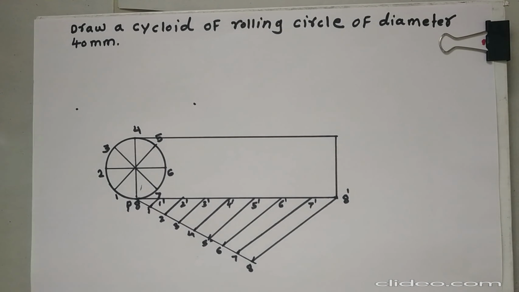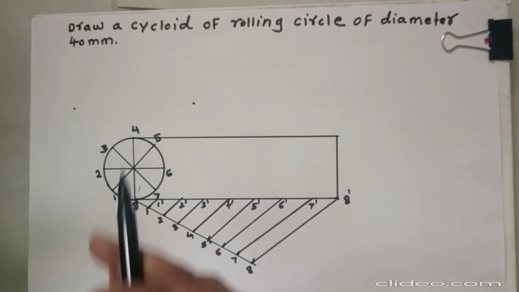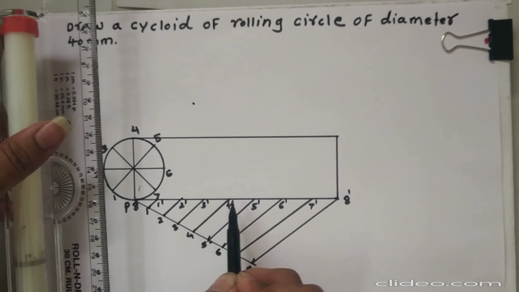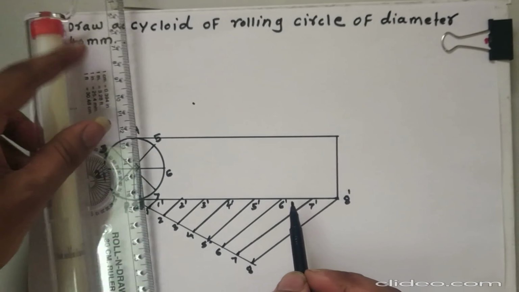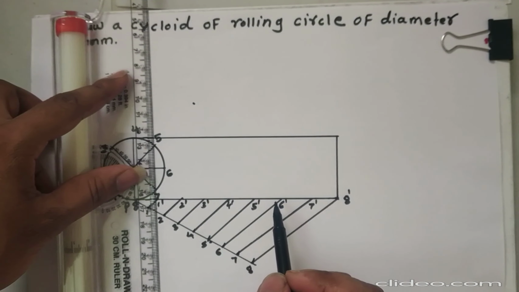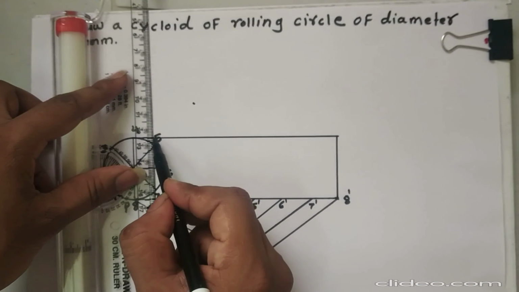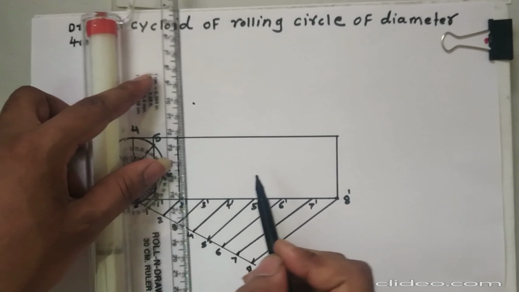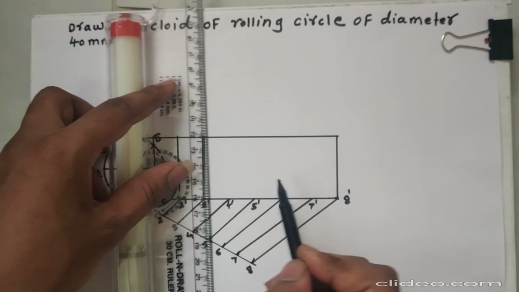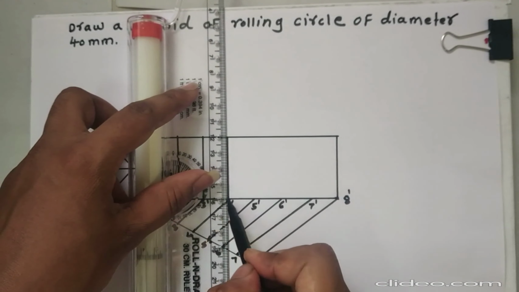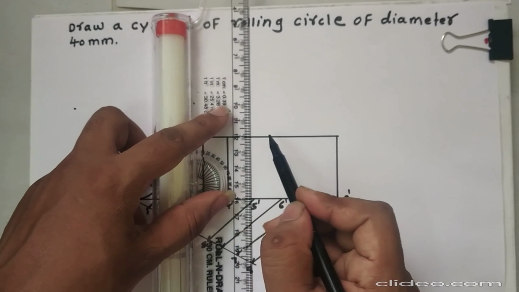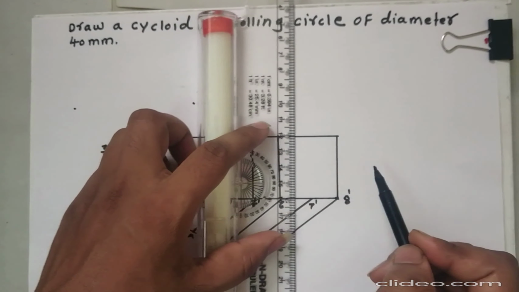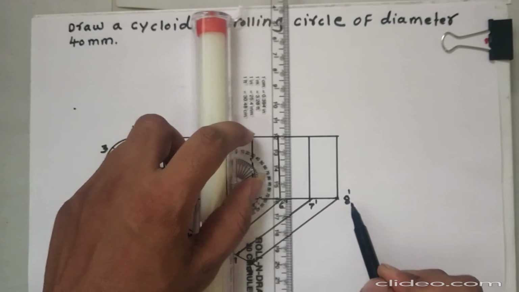Okay, next we need to draw the vertical lines from each point. Means what? From 1 dash, 2 dash, 3 dash, 4 dash, 5 dash, 6 dash, 7 dash. From each point draw the vertical lines. From the 2 dash, from the 3 dash, from the 4 dash, from the 5th dash, from the 6th dash, from the 7 dash. Okay, and the last one is 8 dash.